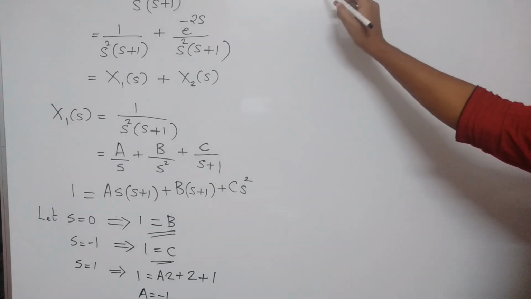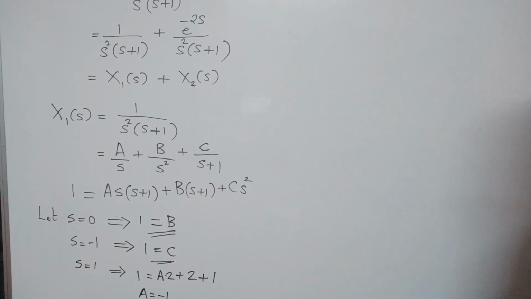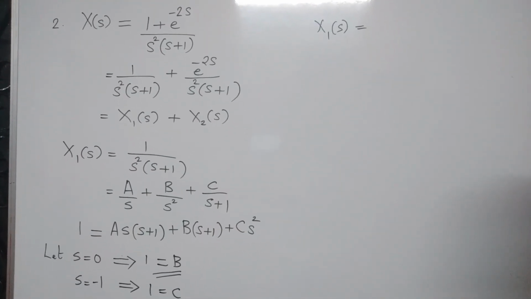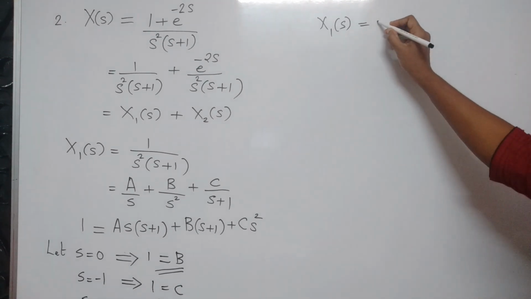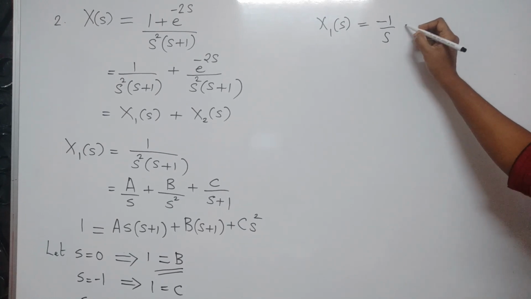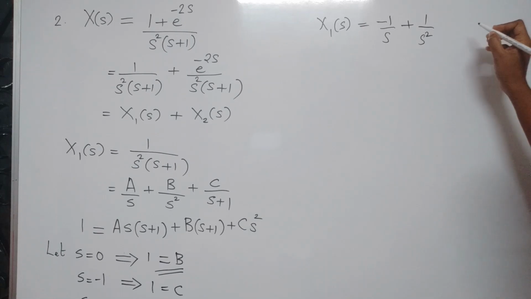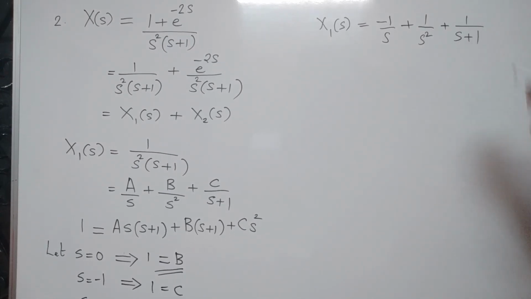So X1 of s can be written as, you can substitute for A, B and C. A is minus 1, so minus 1 by s. B is plus 1, 1 by s square. And C is also 1, 1 by s plus 1. This is X1 of s.